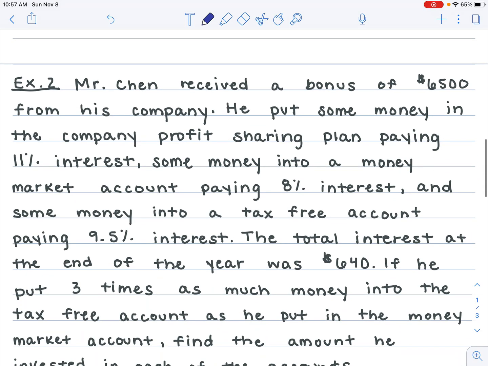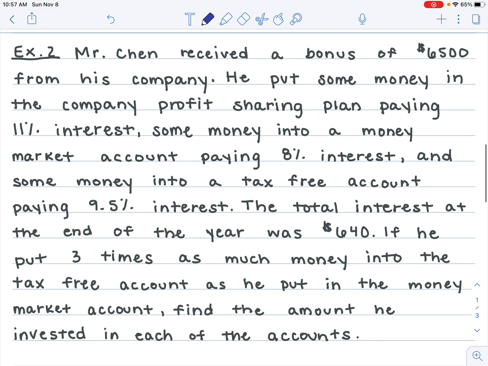One more problem here. So go ahead, this is kind of a longer one. Pause and write all this down, and then we're going to go from there and make this equation. So this one, I'm going to highlight important information here.